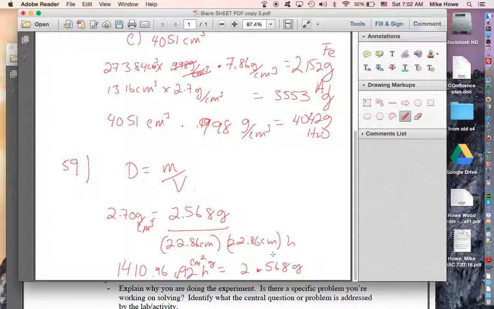So now we need to solve for h. We divide both sides by this number over here. So h is equal to 2.568 divided by 1410.96492. So we get 0.0018. So h equals 0.0018 centimeters. And that would be the thickness of our foil, and that would be the answer to 59.